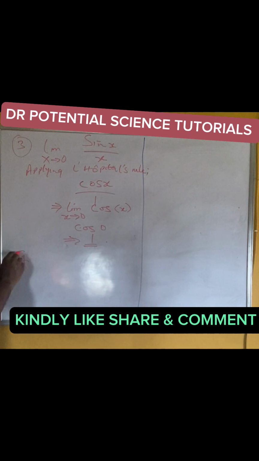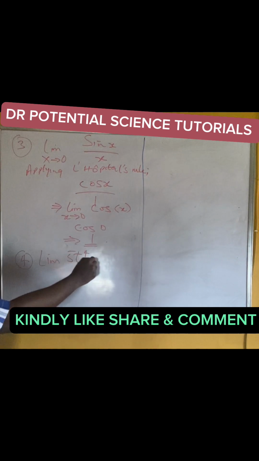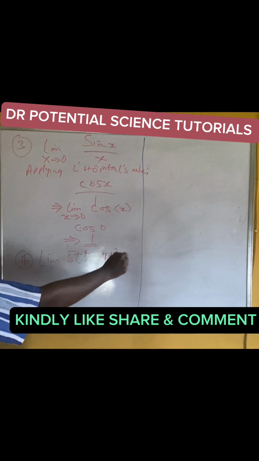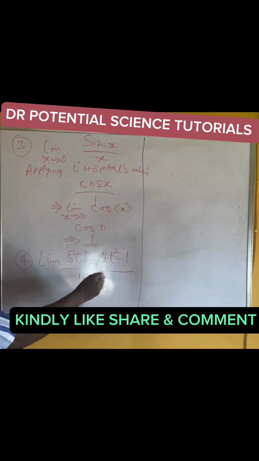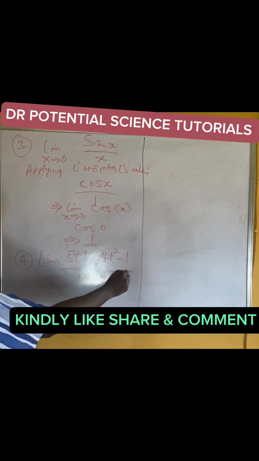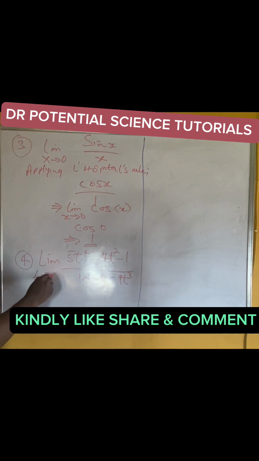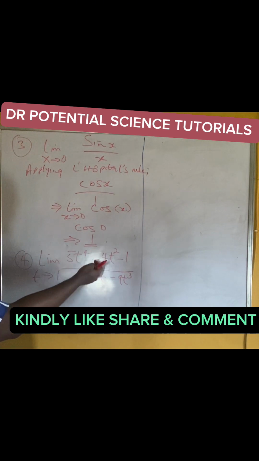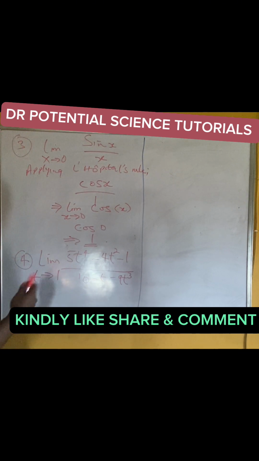Again, number 4, we have the limit of (5t to the power 4 minus 4t squared minus 1) over (10 minus t minus 9t cubed) as t tends to 1. For this, on direct substitution also, 5 minus 4, 1 minus 1 is 0. 10 minus 1, 9 minus 1 is 0. Okay, 0 by 0, indeterminate. So we have to what? Apply L'Hopital's rule. The same thing.